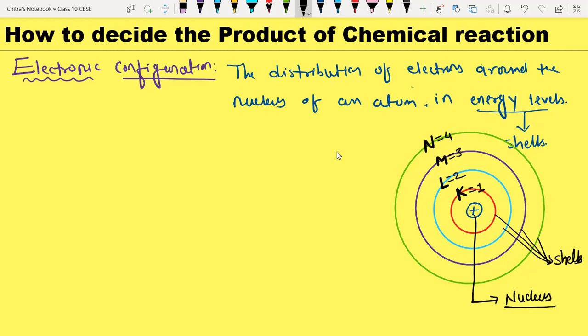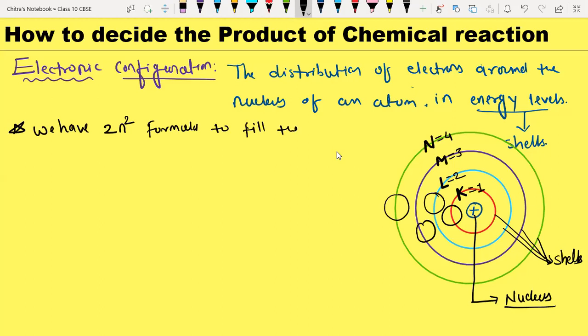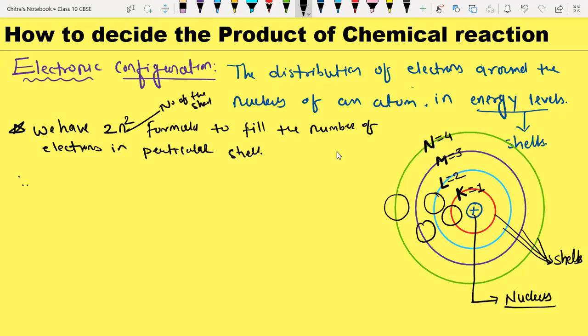So how many electrons will come in the first shell, second shell, third shell, and fourth shell? How are we going to decide? By using the 2n square formula to fill the number of electrons in a particular shell. Here, in the 2n square formula, n represents the number of the shell.